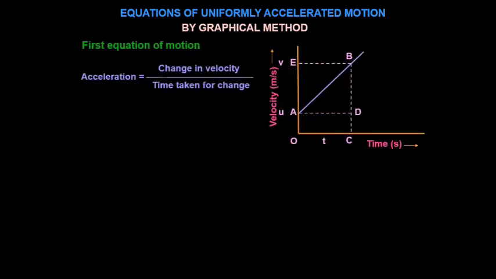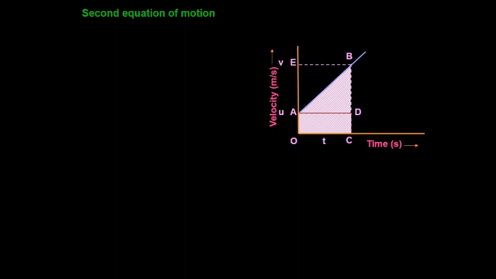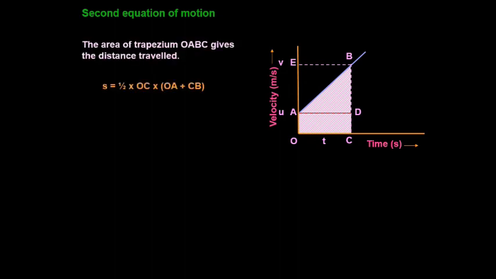Equations of uniformly accelerated motion by graphical method. So just the same one, but by the graphical method. a is equal to BD by AD. So check it out. v minus u is equal to at, or v equals u plus at. That is from the slope concept.